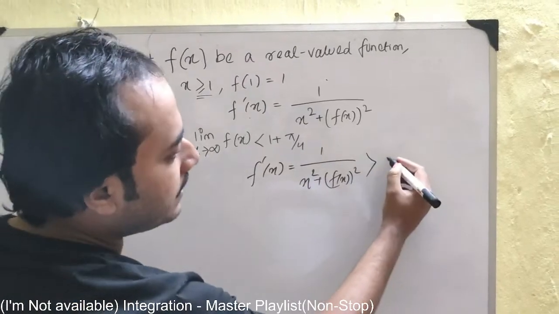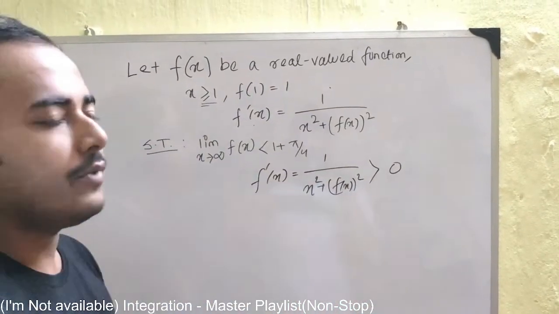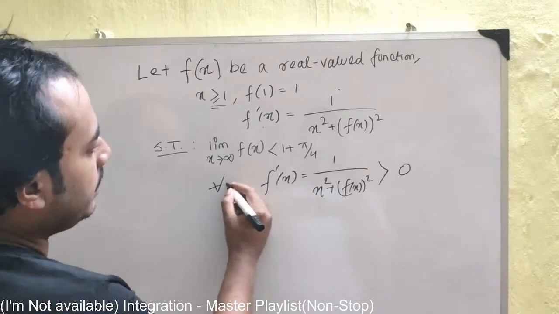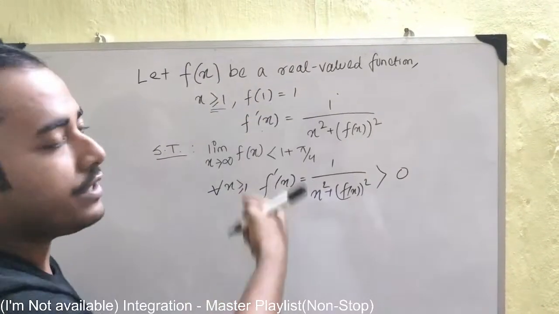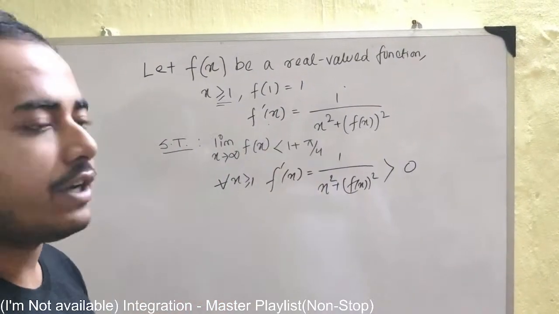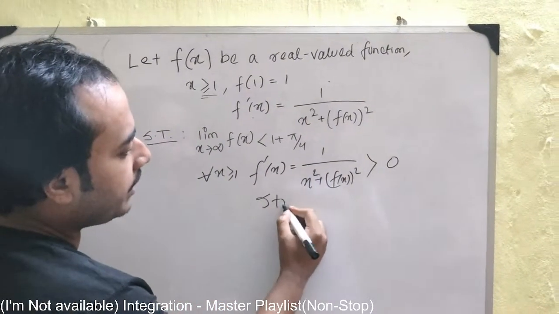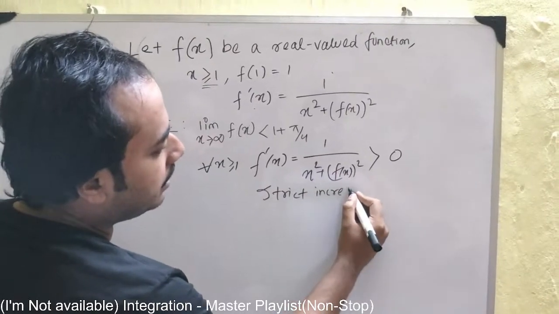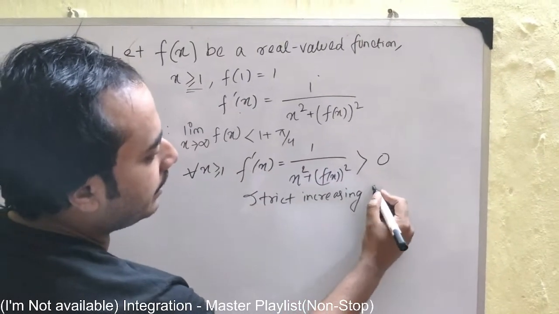So we can safely say that f dash x is greater than 0. When the derivative of a function is greater than 0 for all values of x greater than or equal to 1, which is the domain of this function basically, then we can say this is a strictly monotone function. This is a strictly increasing function, right?